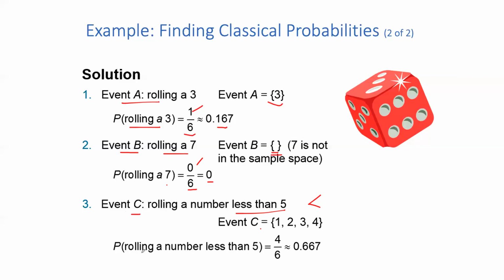Okay. So what is the probability of event C happening, which is the probability of rolling a number less than 5? Out of the 6 possible outcomes in the sample space, 4 of them satisfy the conditions of my event. So the probability is 4 over 6, or 0.667, which is 66.7%, right?